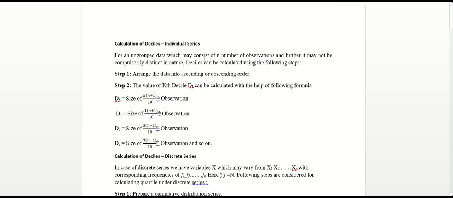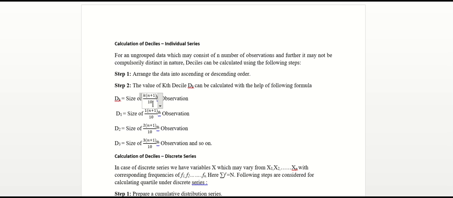Okay. So for an ungrouped data which may consist of n number of observations and which may not necessarily be distinct in nature, deciles can be calculated through the following steps. As I told you, deciles divide the whole data set into 10 parts, right? So let's see how many deciles we can calculate. If it divides the whole data set into 10 parts, it means up to 9 we can calculate. Okay, so the formula would be the same as it was in median or in quartiles. The only difference is the denominator. The denominator here is 10 because it is dividing the whole data set into 10 parts. As in median, the denominator was 2 because it was dividing the whole data set into two parts, showing the central value.